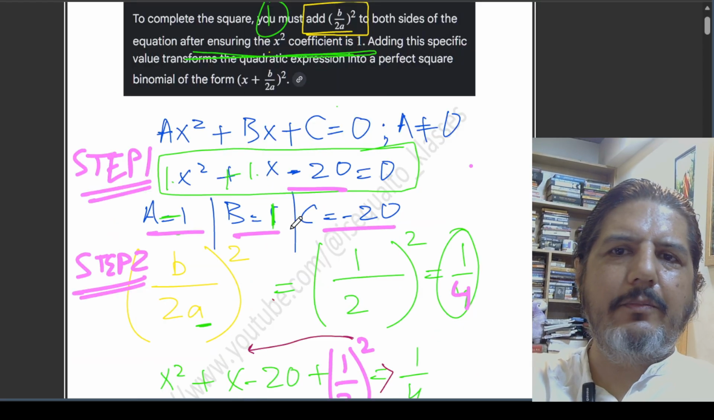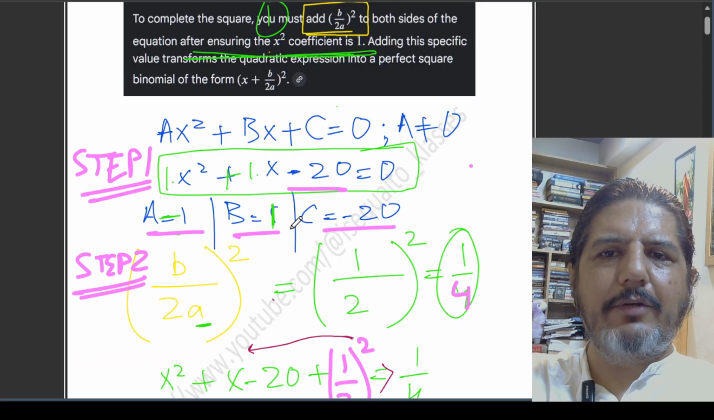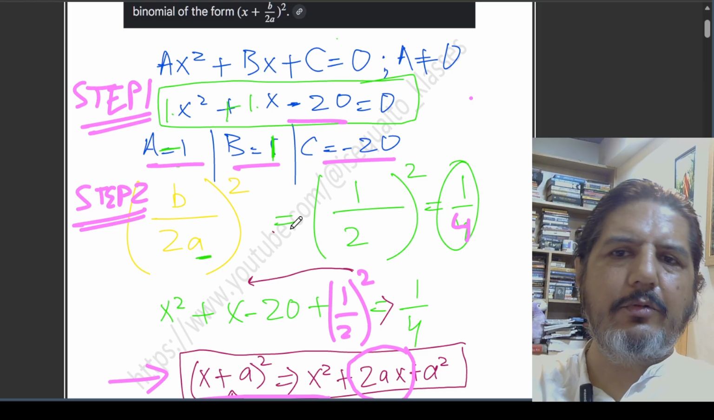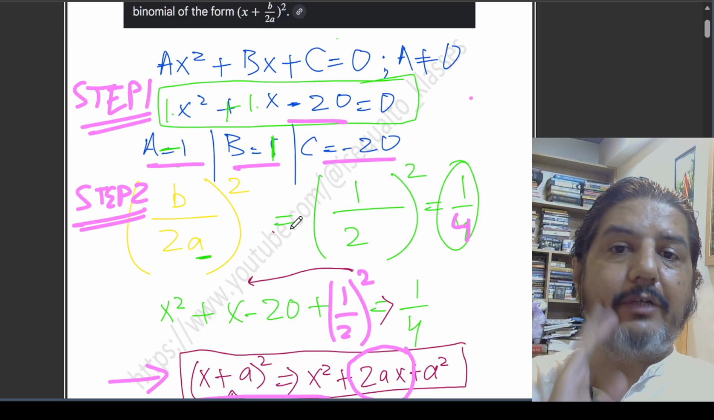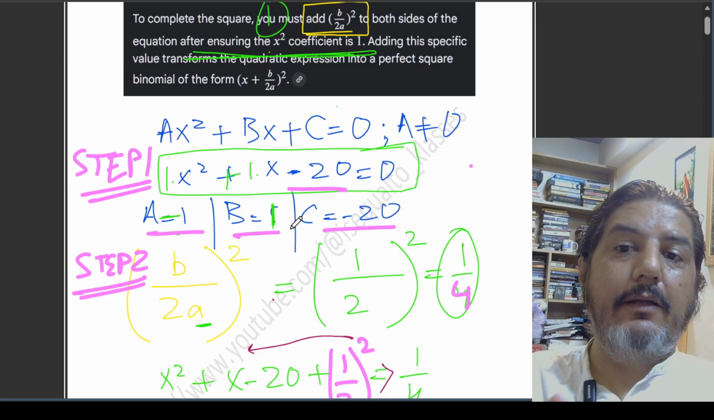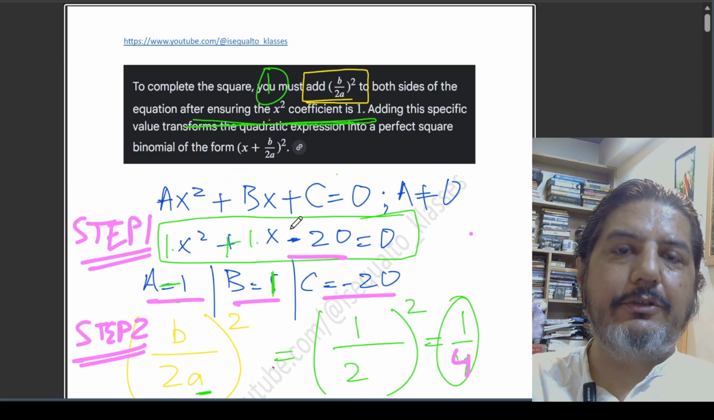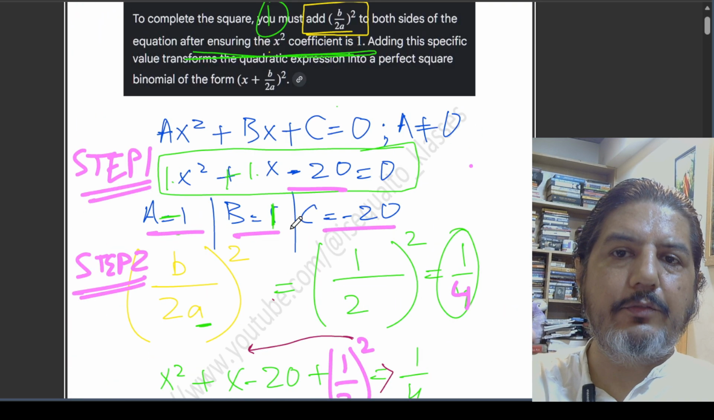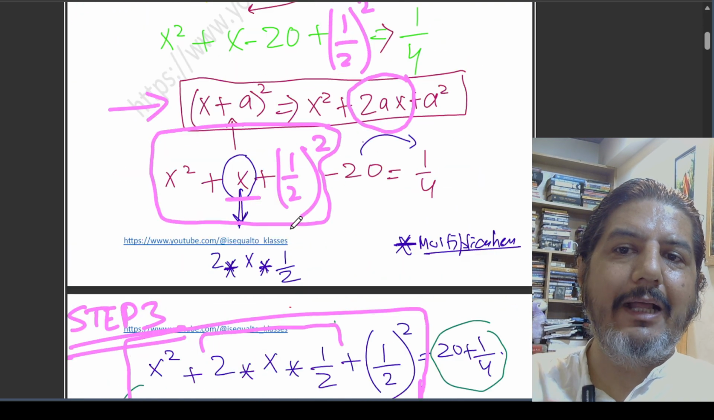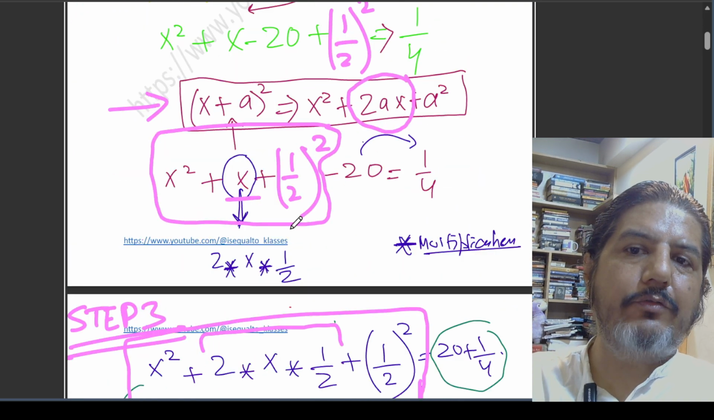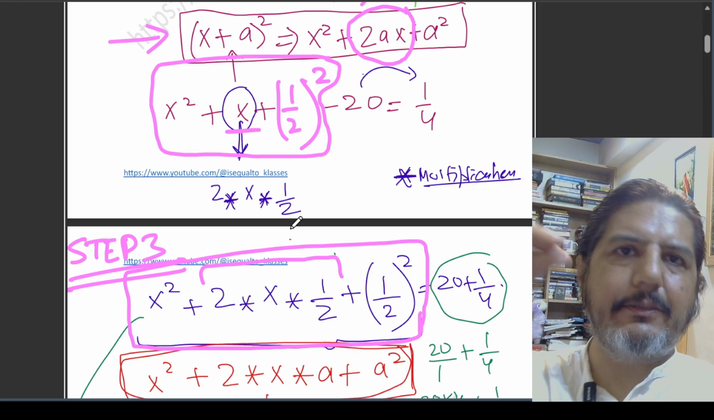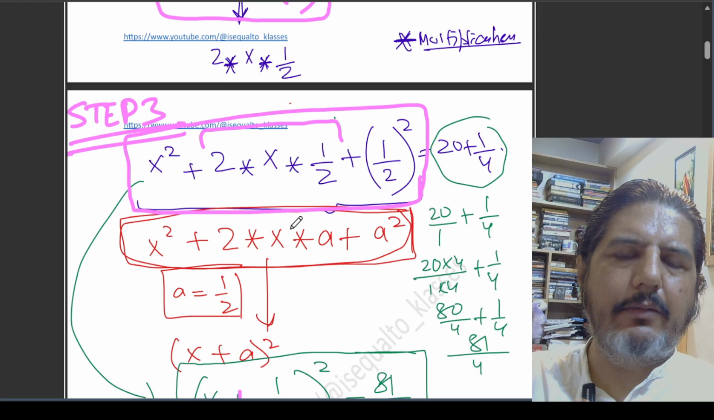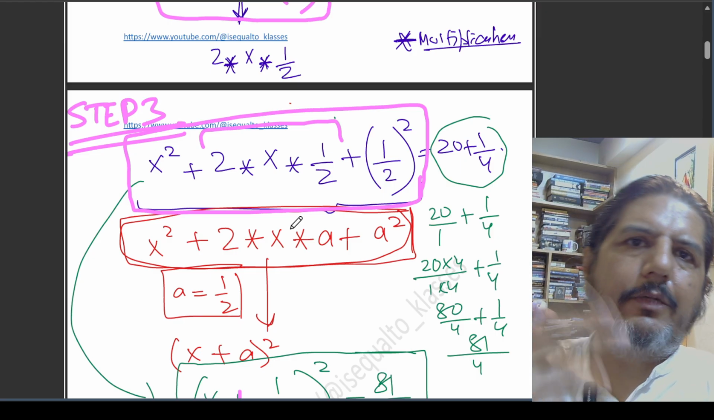Know the standard form. Standard form will help you get your a, b, c. Step 2 is (b/2a)². This (b/2a)² has to be added on both sides of the equation, but ensure that the coefficient of x² is 1. So add that. This (b/2a)² will give you basically a hint how to split the x term.